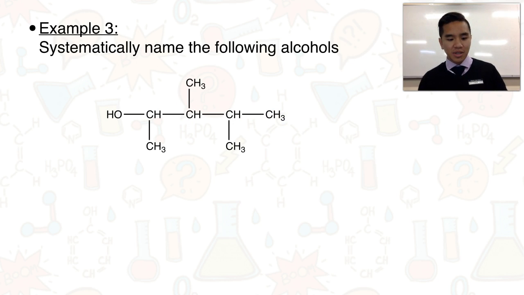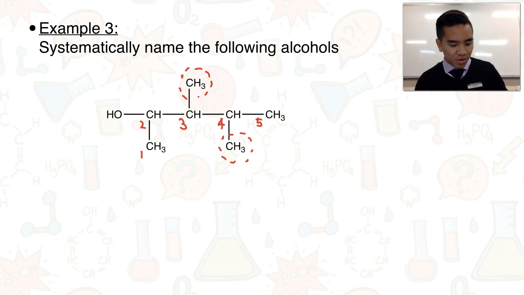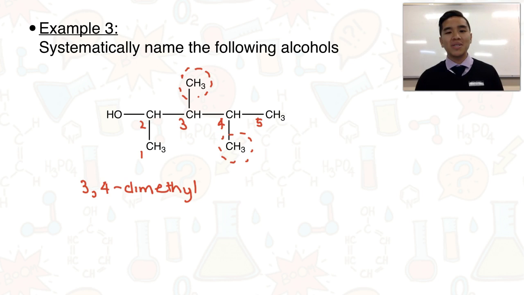Let's number the carbons, indicate the methyl groups. We then write the names of where these methyl groups are. So we've got 2 of them, one on carbon 3 and 4. And in this case with 5 carbons, it's going to be a pentan, and we're going to indicate it's on the hydroxyl groups on carbon 2.